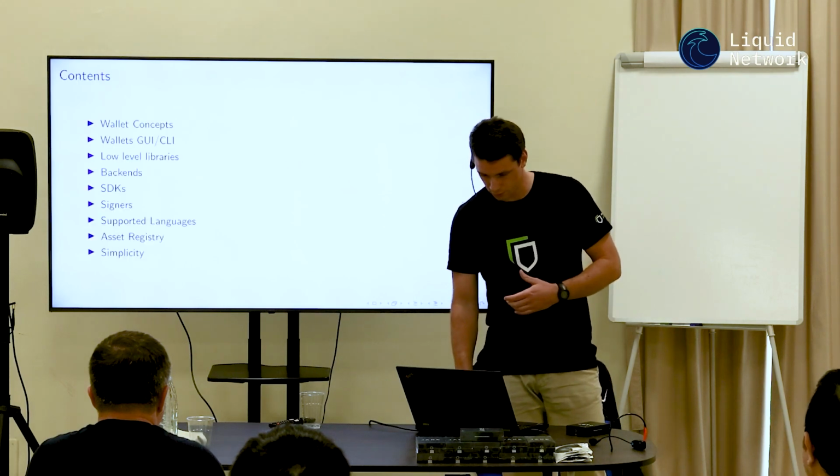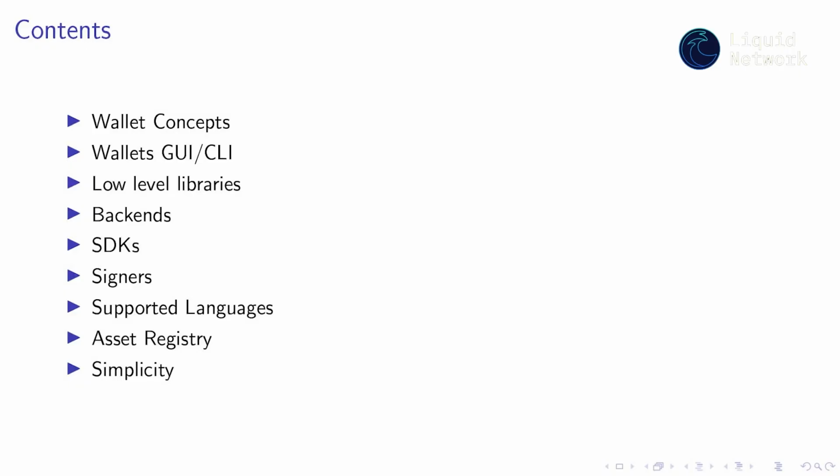So let's start with the context of this very first presentation. We'll start with some wallet concepts. I'll assume that most of you have some kind of exposure to Bitcoin wallet concepts, like backends, signers, and how you exchange transactions. We'll go deeper into the Liquid ones: how Liquid is different, where the difficulties in Liquid are, and how we can leverage Liquid and not be held back by those.